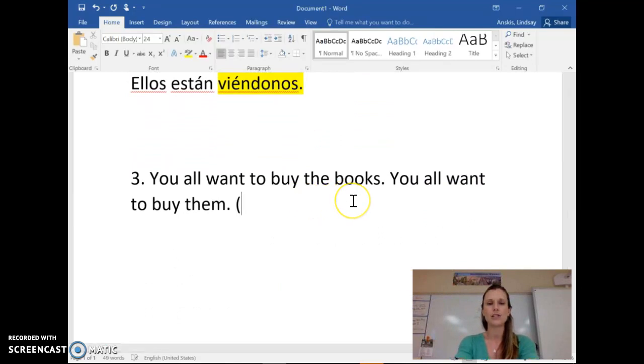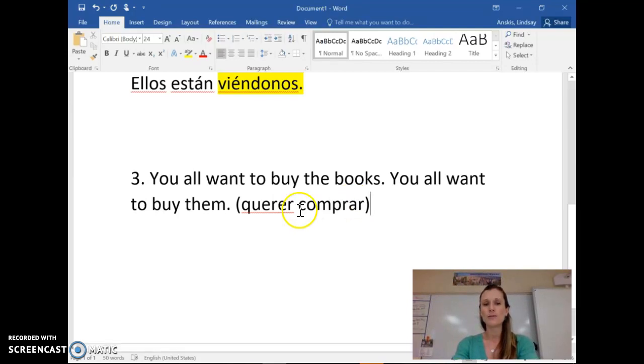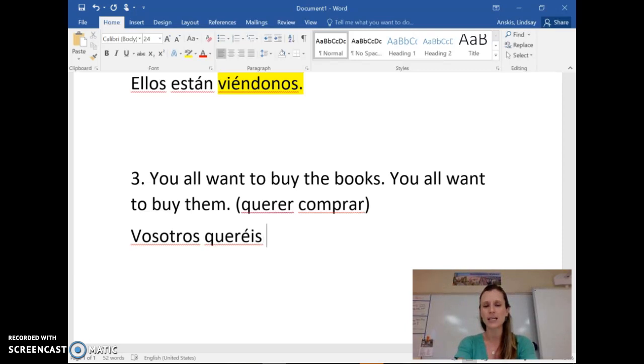And then in the last sentence, "you all want to buy the books." Want is querer, and to buy is comprar. When we have two verbs next to each other, we conjugate the first verb, but we do not conjugate the second verb. So I'm just going to use vosotros. So vosotros, you all, want is querer. So querer conjugated to vosotros is queréis, and it's correcting it for me. Querer is conjugated, so I'm not going to conjugate comprar, and then we have los libros.